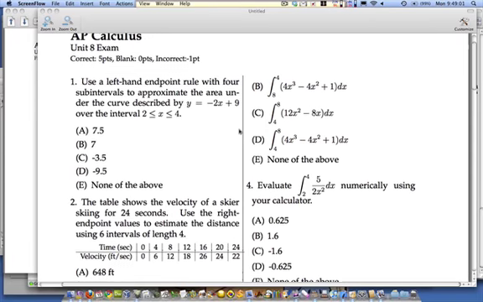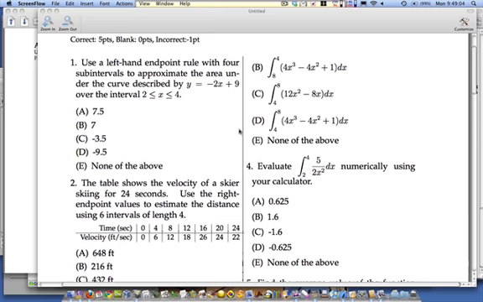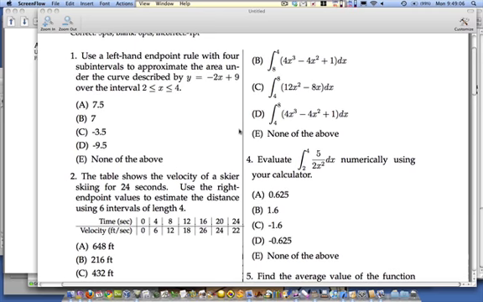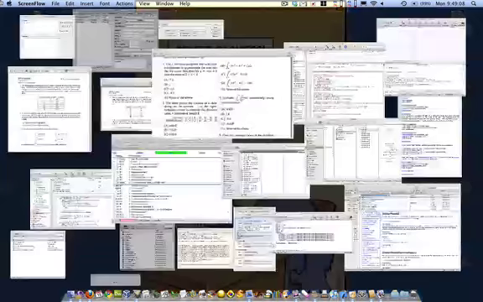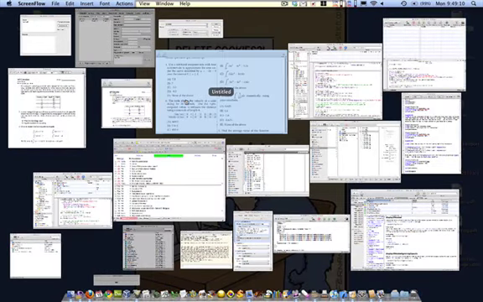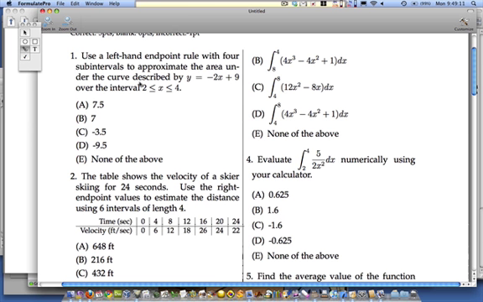Hi, this is the multiple choice part of the Unit 8 test for calculus. I'm going to go ahead and talk about the answers here. And we're going to start right with number 1.